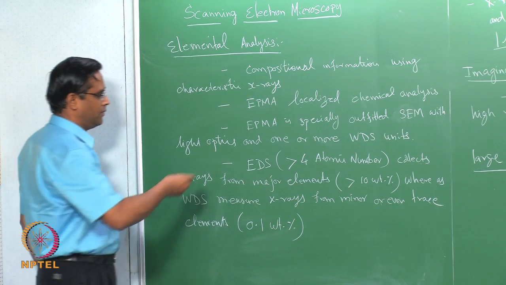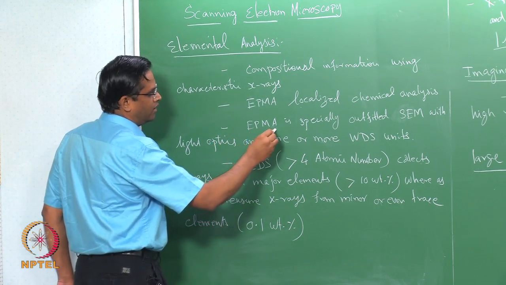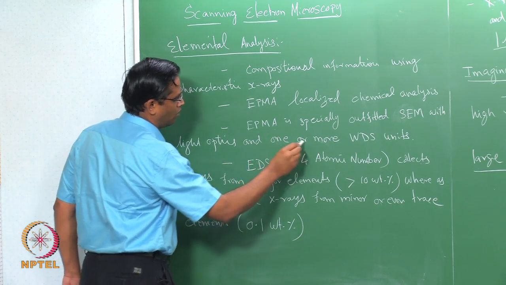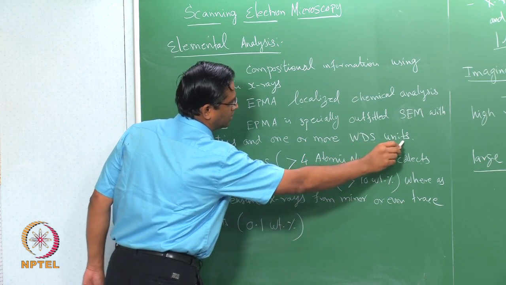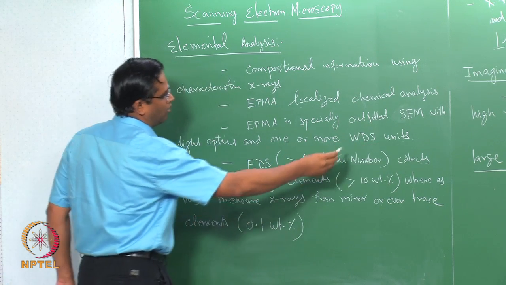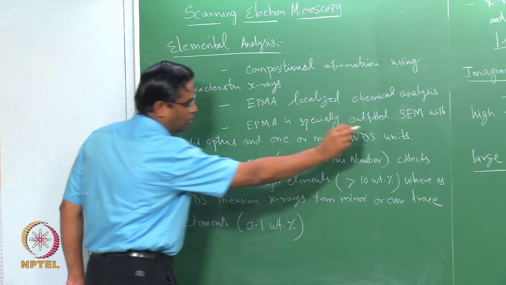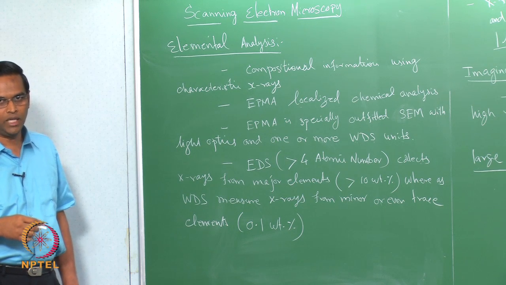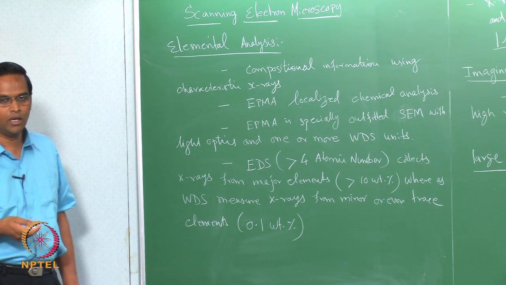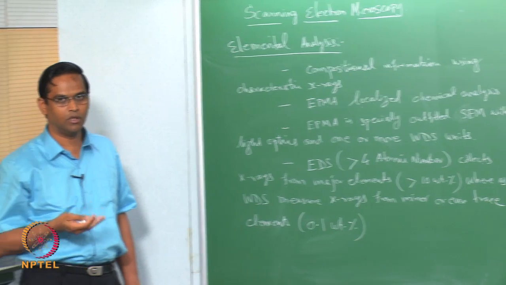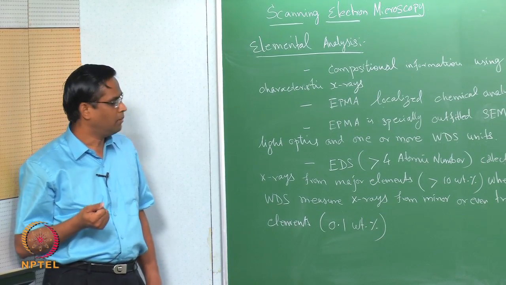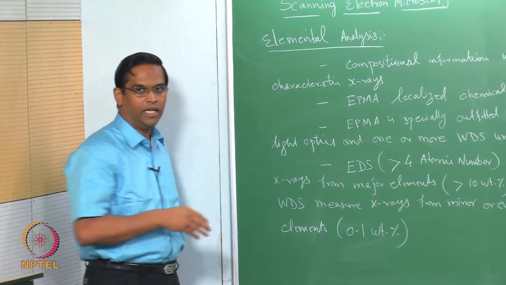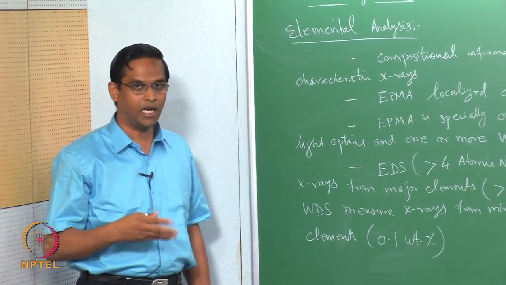And then you have this EPMA, a specially outfitted SEM with light optics and one or more WDS units, wavelength dispersive spectrometers. We will see all these variants of the spectrometers, which use the characteristic X-rays that come out of the sample to do the chemical analysis. We will look at them in a separate lecture series, but these are one of the primary attachments to the SEMs.